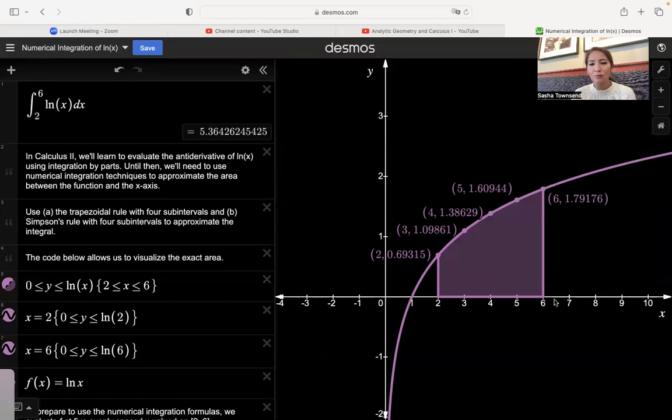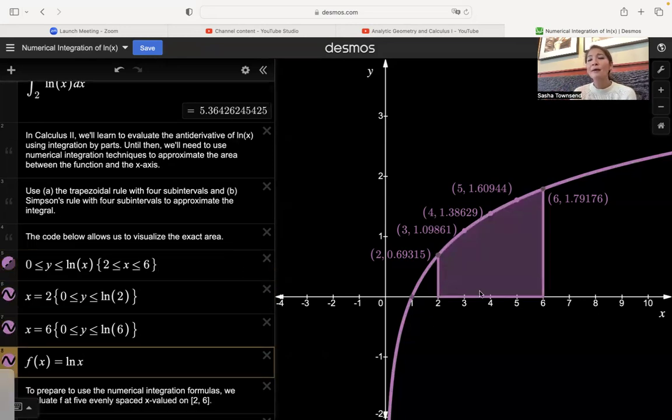x naught is 2, x sub 1 is 3, x sub 2 is 4, x sub 3 is 5, and x sub 4 is 6. So those are our x values, and then the corresponding y values are the natural logs of all of those numbers. So we've plotted those, and this is the area we're trying to find. When we type this integral into Desmos.com, we get that the value of the integral is approximately 5.364. So that's the area under the curve in units squared, provided that we're counting the units that we're using in the x direction and the y direction.